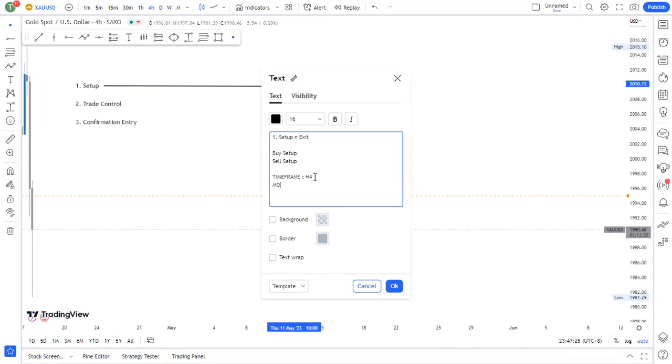Before that, we need to learn about the movement. Setup moves like this, which is buy setup to sell setup, and then sell setup will end at buy setup. After that, we are going to go for the SOP, step by step.